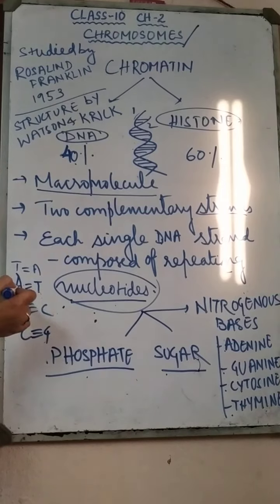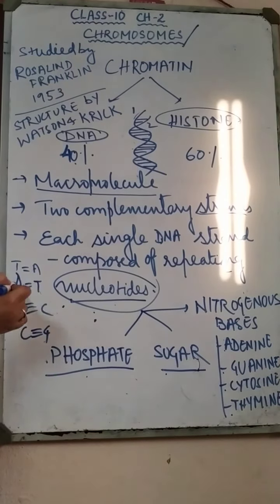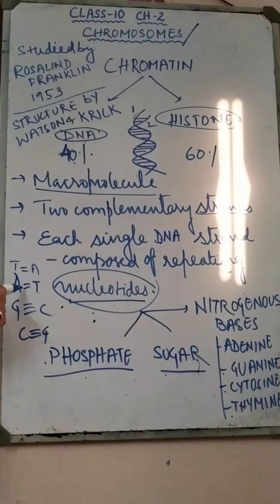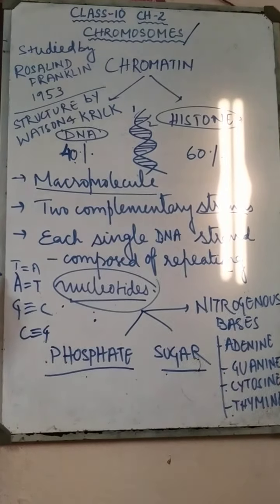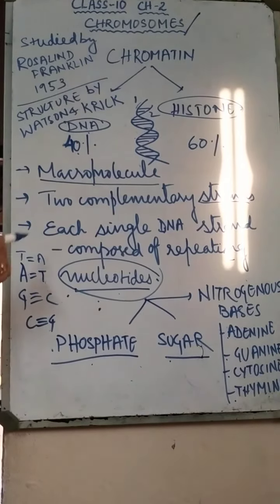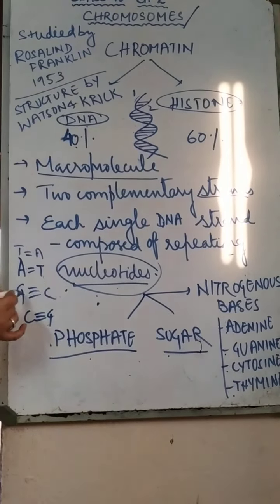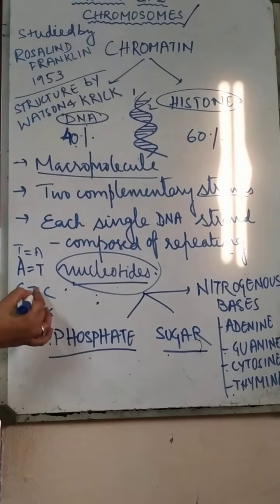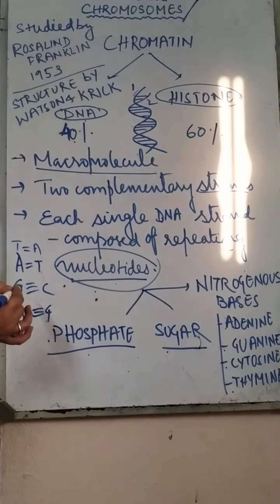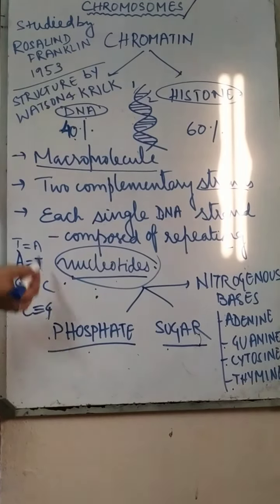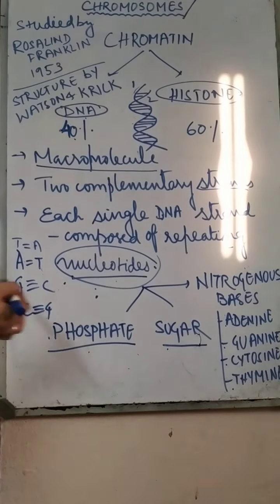A is adenine, T is thymine. A always pairs with T with 2 hydrogen bonds. We can write it in reverse also: A pairs with T or T pairs with A. Similarly, G means guanine. G always pairs with C with 3 hydrogen bonds. In the same way C also pairs with G, and vice versa.